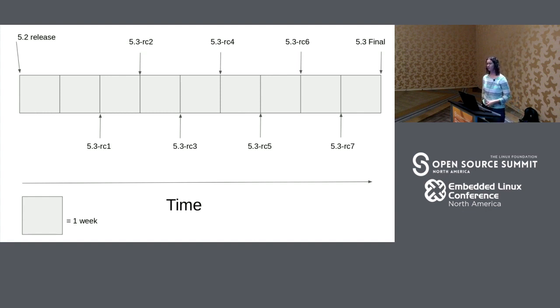Each of these blocks represents a week of time. We're somewhere around RC5 right about now. And if all goes according to plan, 5.3 will be released after RC7, somewhere around the middle of September. How do we know this is the schedule? Mostly because this is what has happened to previous kernels, and there's no reason to believe this is going to change. Ultimately, Linus Torvalds still sets the release schedule, and this is the schedule he's chosen to pick.